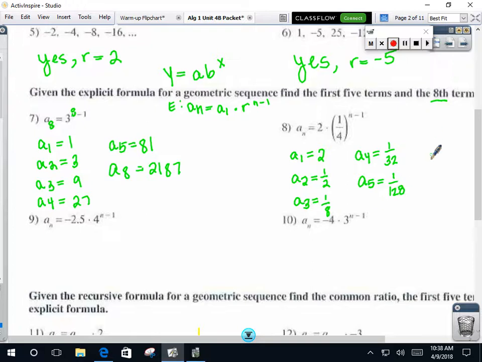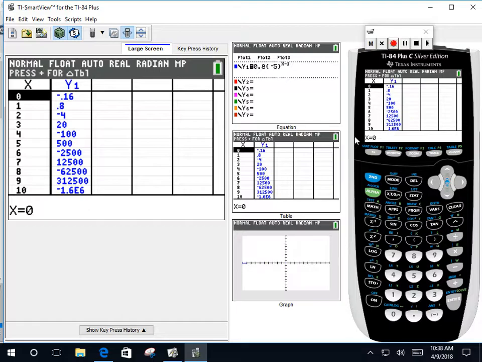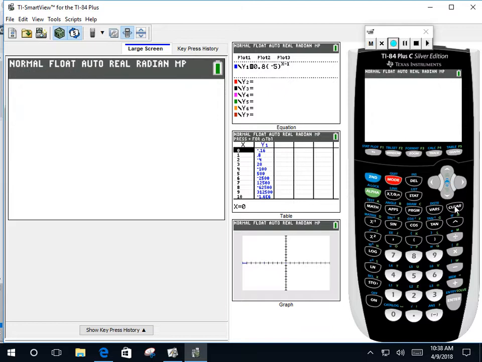Now, to find the 8th term, you could find the 6th, then the 7th, or you can also do what? Well, don't forget the 2, though. 2 times 1/4 raised to the 8 minus 1, so just 7th power, is what? You get a number that's in scientific notation, right? Okay, let me show you. Okay, so it's 2 times 1/4 raised to the 8 minus 1 power, correct?